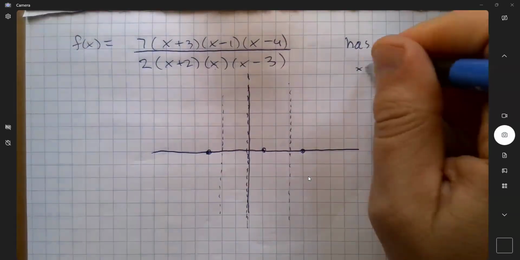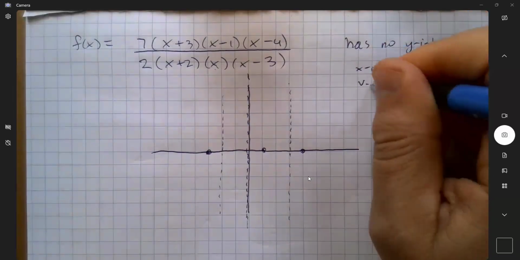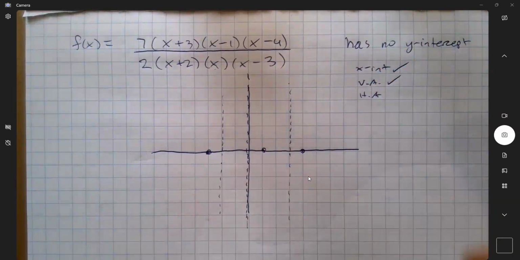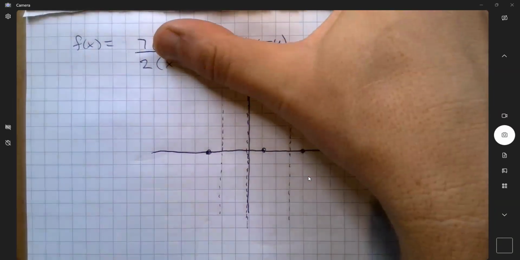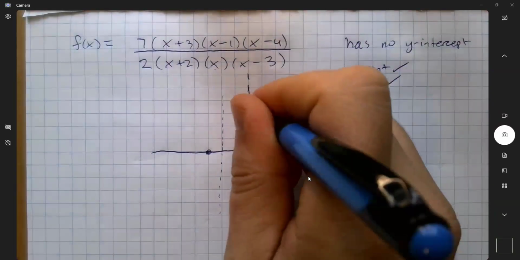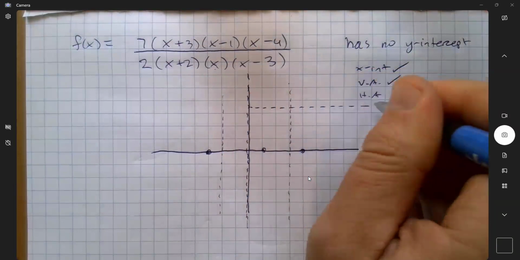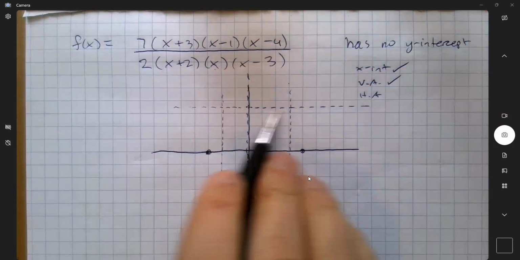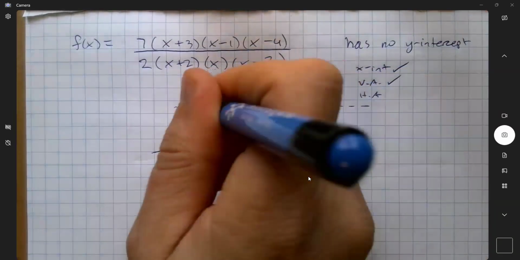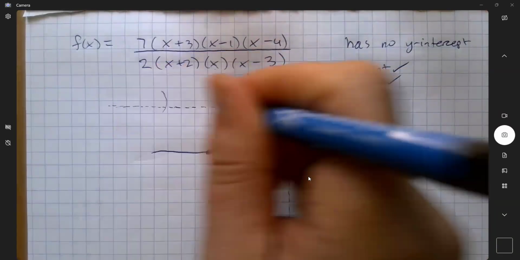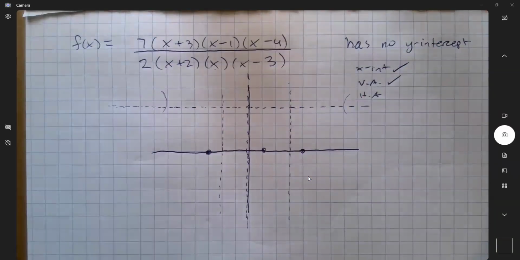So x-intercepts, check. Vertical asymptotes, check. Let's do our horizontal asymptote. Cover everything up. 7 over 2, which is what, 3.5. So it's like here, even though I'm not worrying too much about my vertical scale. Notice the asymptotes cross. That's not a big deal. Horizontal asymptotes really only matter when you're way out on the sides, and you can ignore it everywhere else.